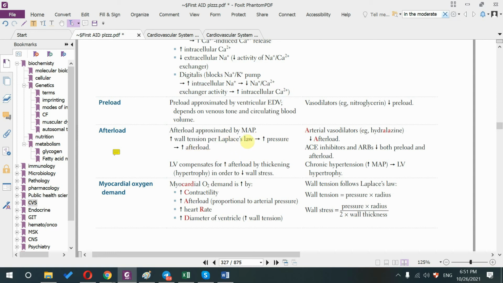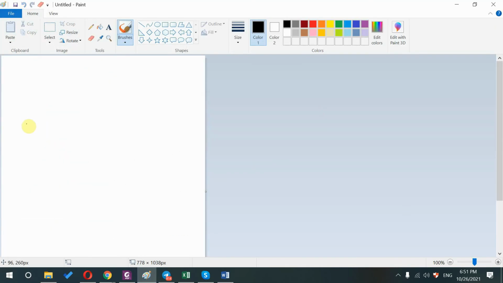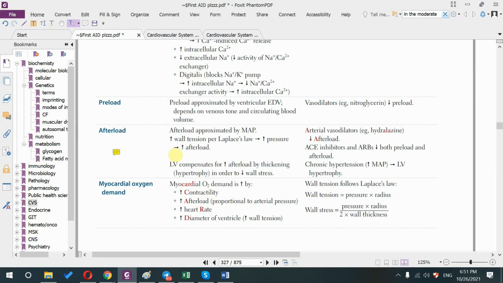So students be like, what the hell is this sentence? What is Laplace law? Laplace law says something like this. If you have a vessel and you decrease its diameter, the resistance inside of it goes up, okay? So if the diameter goes down, the resistance inside of the vessel goes up. If you forget about it, just remember the water hose in the garden. When you push on it, you decrease the diameter, the resistance goes up. That's Laplace law. So increasing wall tension per Laplace law leads to increased pressure, which increases the afterload.